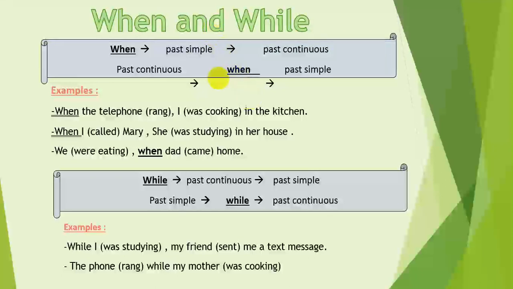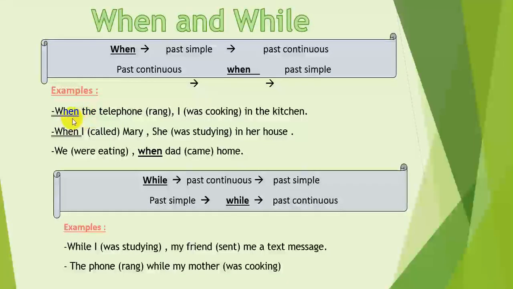What if when is not in the beginning of the sentence? It's in the middle. Okay, it will be like this. Past continuous, and then when, and then after it, the past simple. So what I can notice here, and what I'm very sure of, is that after when comes the past simple. Great, come on, let us check some examples together.